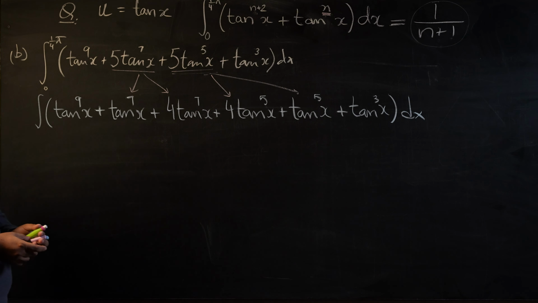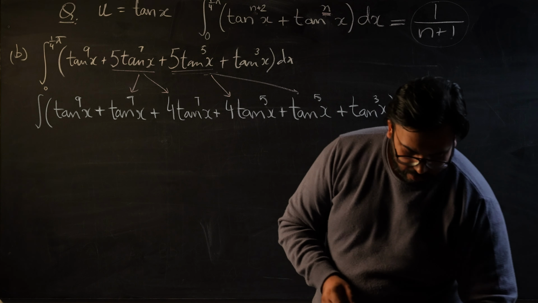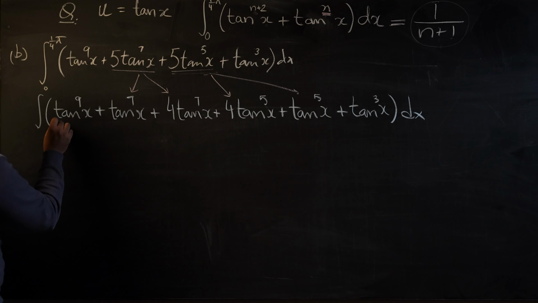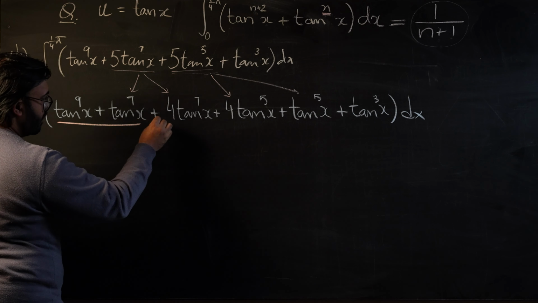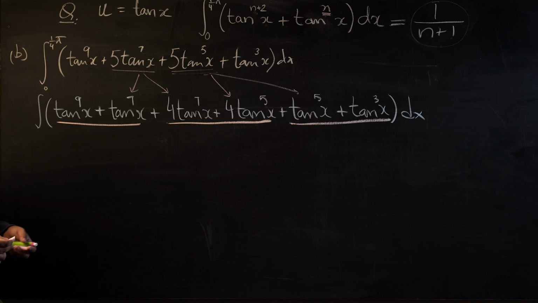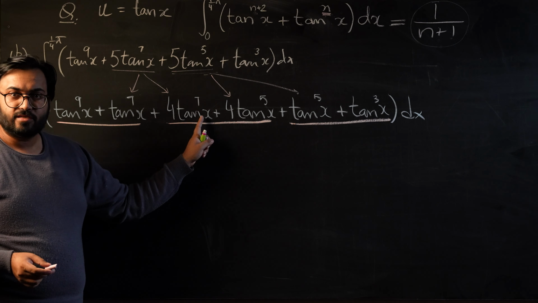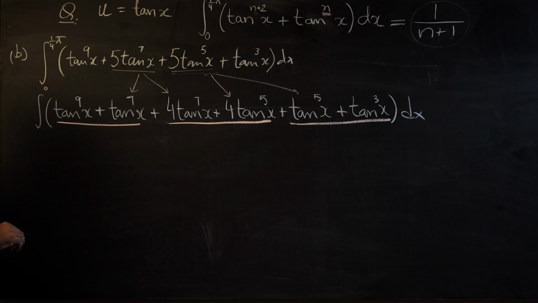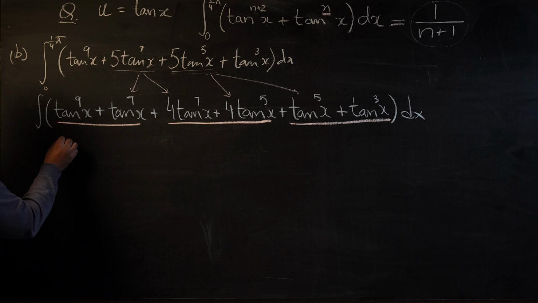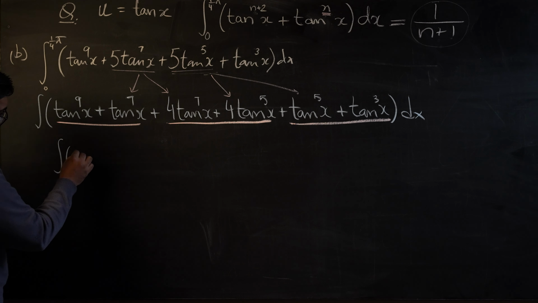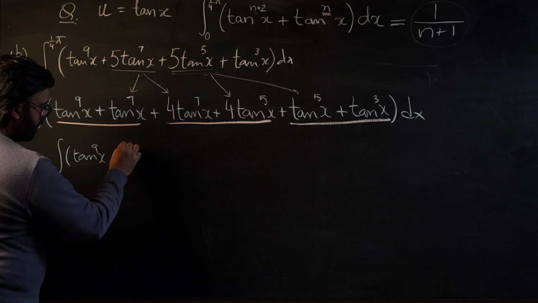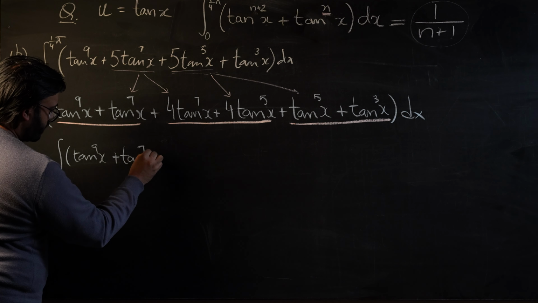So to visualize this better for you people, let me draw. These are the pairs that I'm going to make. And in the second pair, we can see there is a 4 common, so I'm going to take that 4 out. We know we can separate integrals if they are being added or subtracted. So I will have one pair of tan to the power 9x plus tan to the power 7x dx.